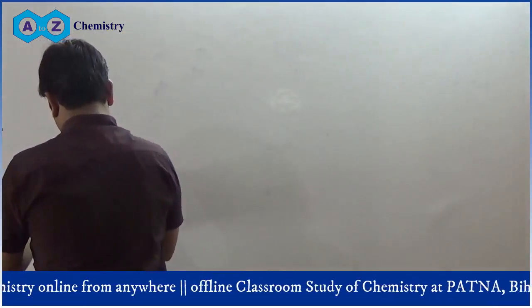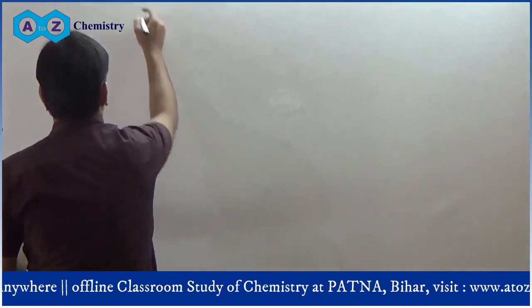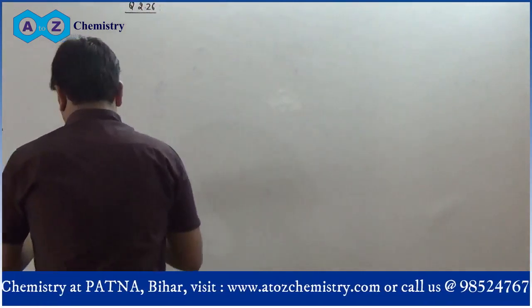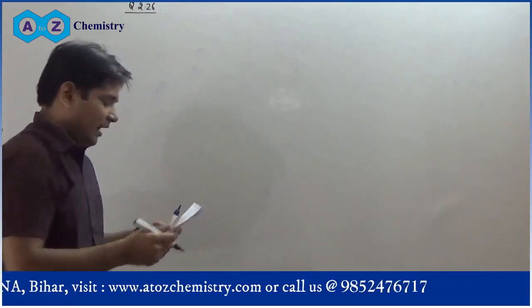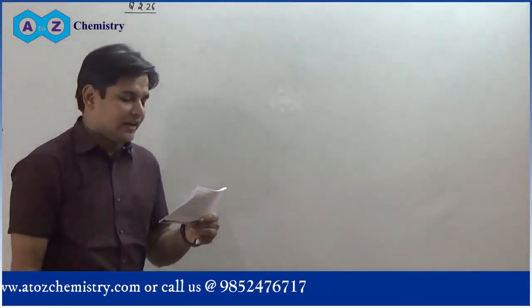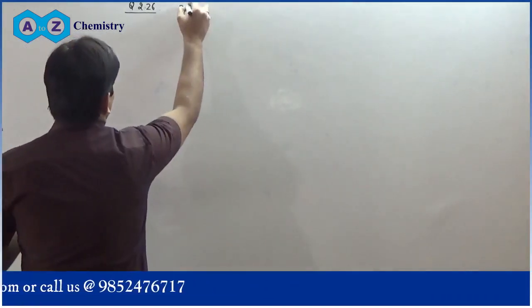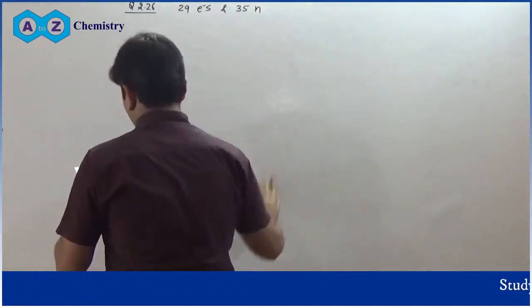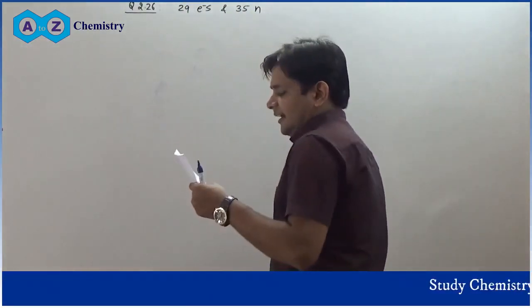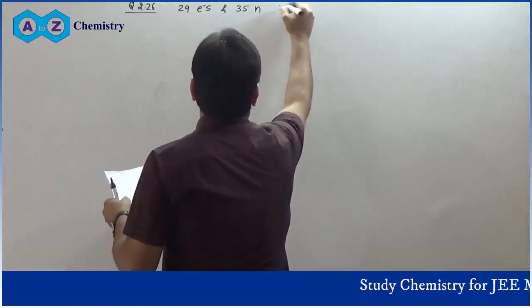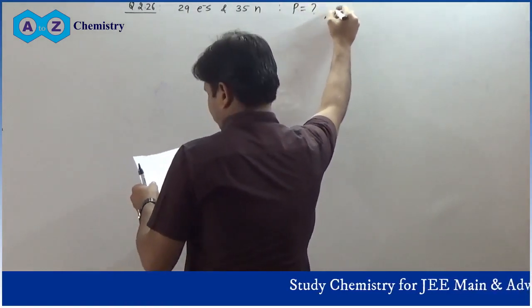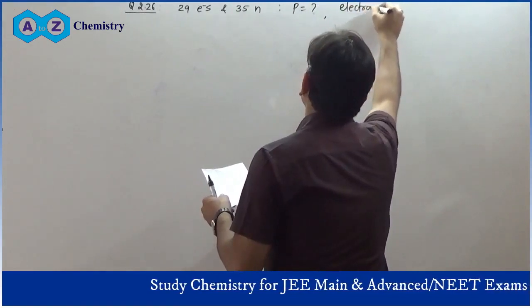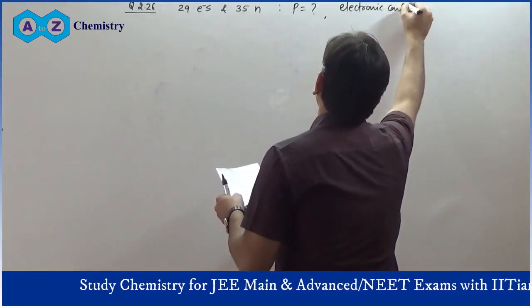Question number 2.26. Here you have an atom of an element that has 29 electrons and 35 neutrons. The question is telling us to deduce the number of protons. What will the number of protons be? And we have to write the electronic configuration.